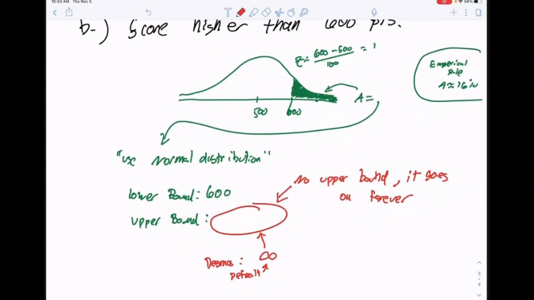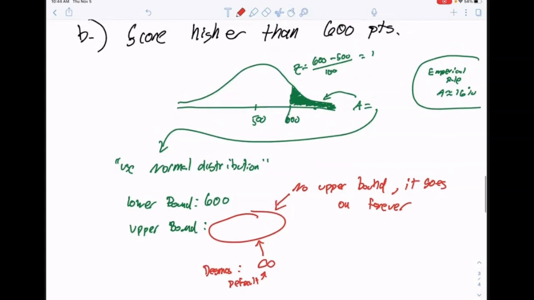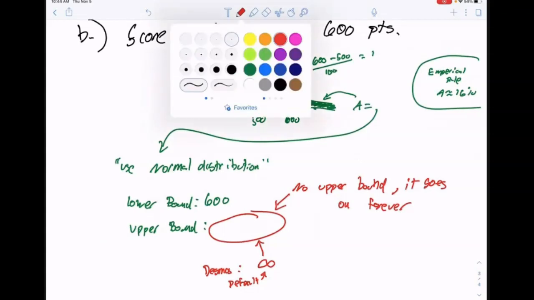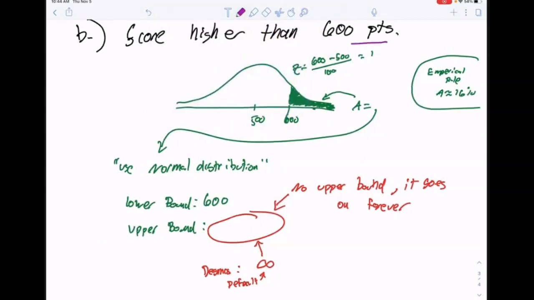Can you do that on the AP exam? Remember, you don't get any credit for how to calculate it. You don't get any credit for typing normal CDF or anything like that. You just have to find the area. So it doesn't matter if, I guess I should have changed the colors, because what is required is this, and then the answer, right?